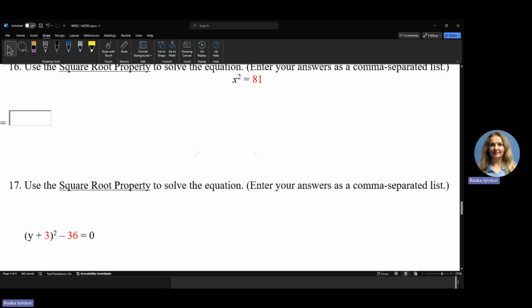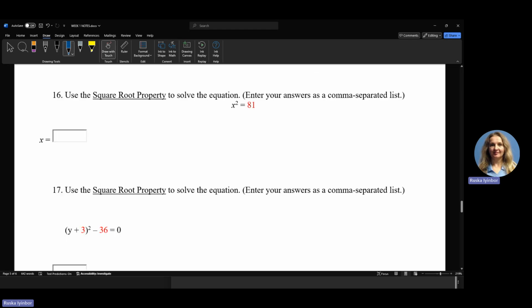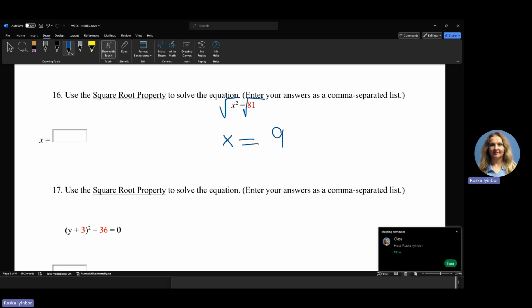So what you're doing here, we're just going to take the square root on both sides because square root is the opposite operation of square, right? So when I do the square root, the square is going to disappear. Make sense? So the square root of x squared is technically just x. And I need to take the square root on both sides because whatever you do, you do to both sides. Now, what is the square root of 81? That's 9. And now we have x equals 9.